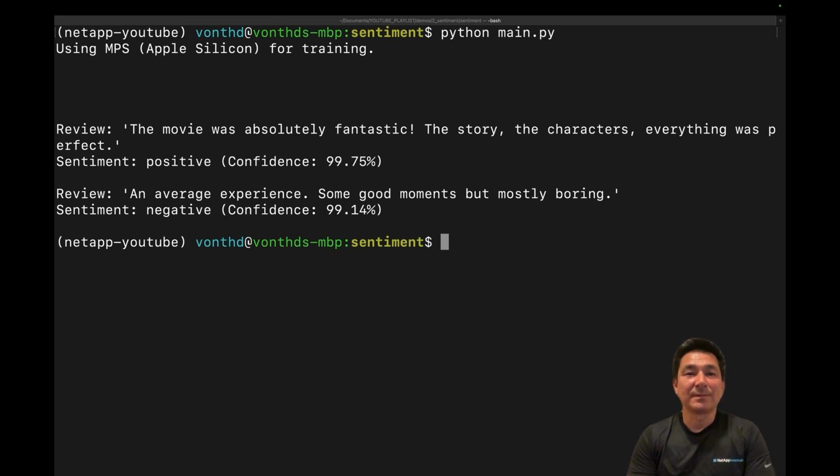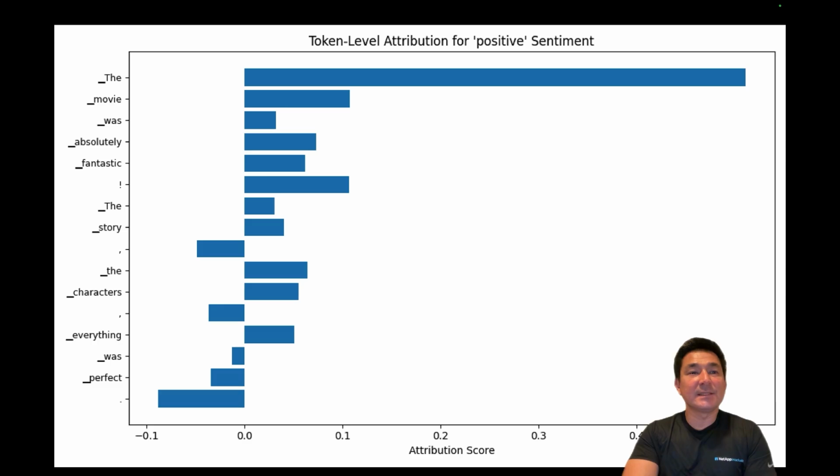So now we're going to use Captum to understand how these sentences were classified positive and negative. So you can see the sentence on the left-hand side. The movie was absolutely fantastic. The story, the characters, everything was perfect. We use Captum to generate this image, which shows us an attribution of what words and tokens within the given sentence had a positive or negative attribution score. As you can see, based on the organization of the sentence and the tokens that were used, most of the tokens were classified with a positive sentiment, thus giving the overall sentence a positive classification.